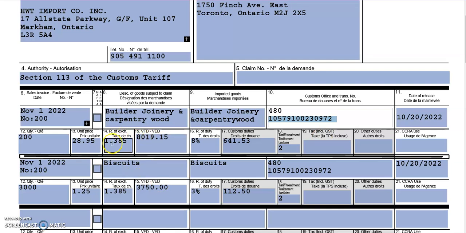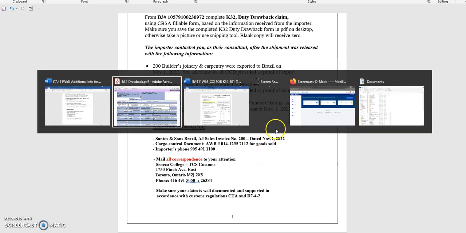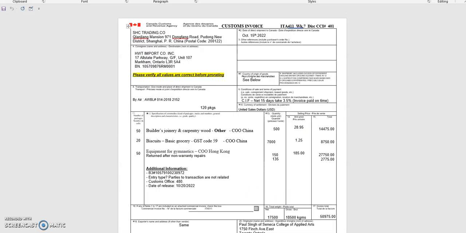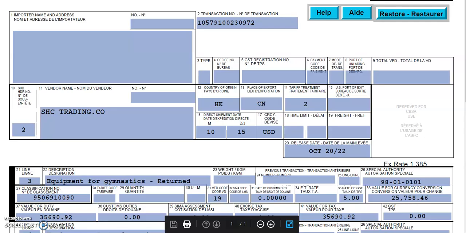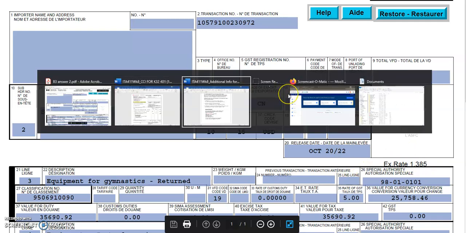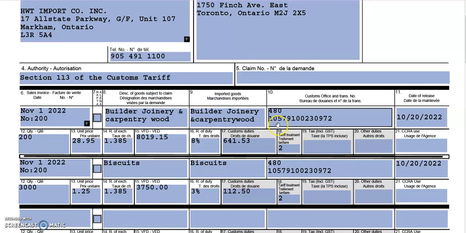$28.95. The rate of exchange is 1.385. It says that, I believe, on your B3 actually. Let me see if I can find the B3. Looks like I can't find the B3. Here it is. 1.385. Okay. And let me just go back to this. Bear with me here. Again, I'm getting a little bit rusty at this.